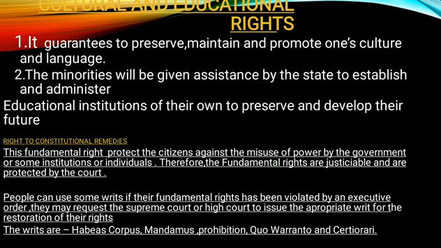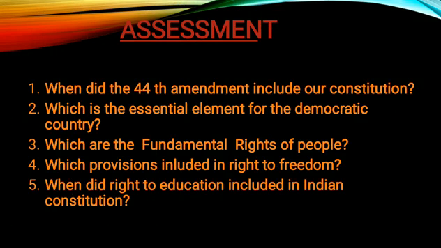There are 5 writs. Writs are habeas corpus, mandamus, prohibition, quo warranto, and certiorari. These are the writs. Okay, dear students, these are the fundamental rights. So, I hope you understand the fundamental rights.